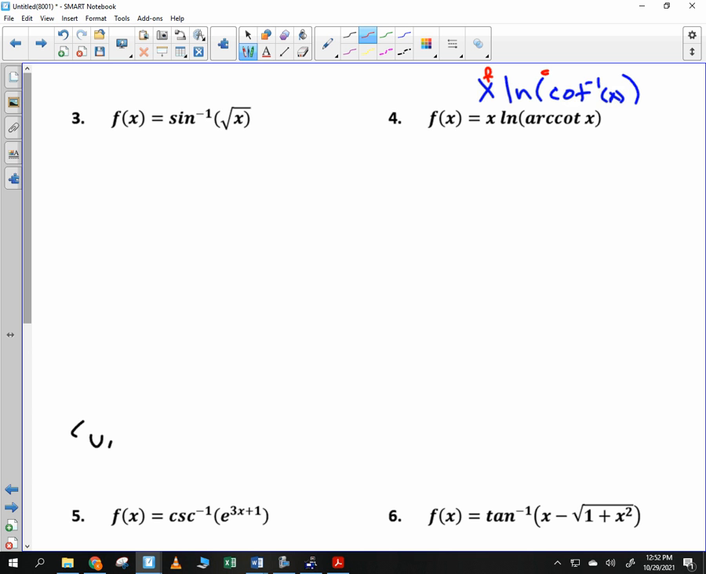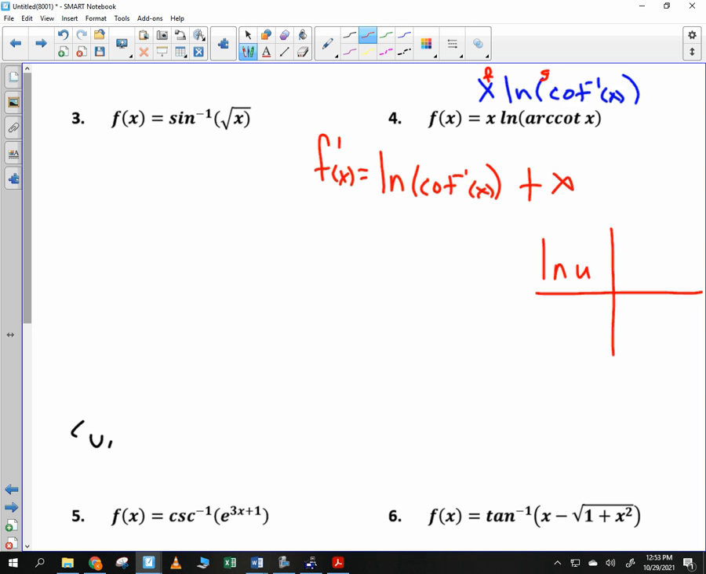Let's set up f and g. So we have f prime of x is equal to, what's the derivative of f? That was easy. Times g. g is natural log of arc cotangent of x. Then what? Plus, then I got to do the chain rule on that guy times x, right? Okay, just write the x first. x times. Now let's use the chain rule.